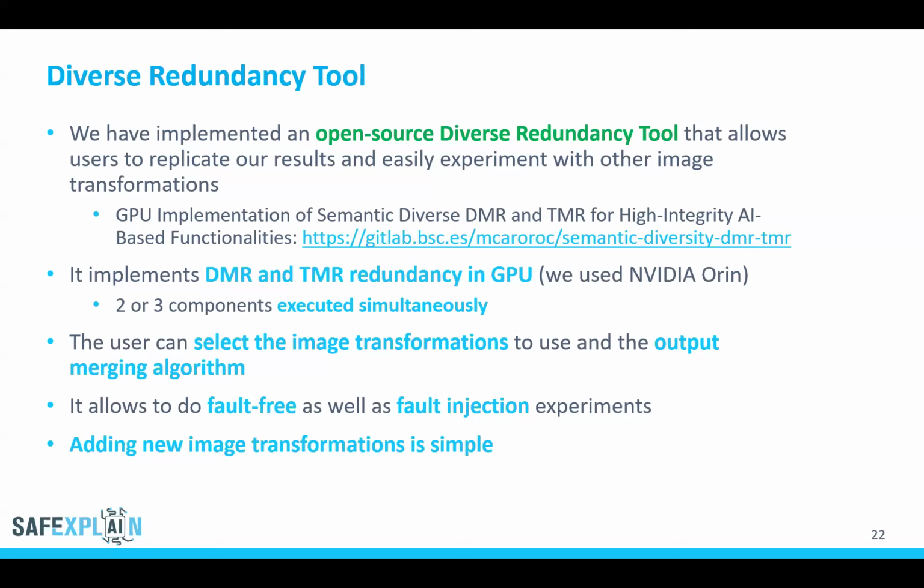And it has the option to execute 2 or 3 components simultaneously. And you can specify the image transformations to use and the output merging algorithm. So if you want to use the average, the maximum, the voting, you can also specify if you want to do fault-free or fault injection experiments. And as I said, adding new image transformations is quite simple and is explained in the documentation.